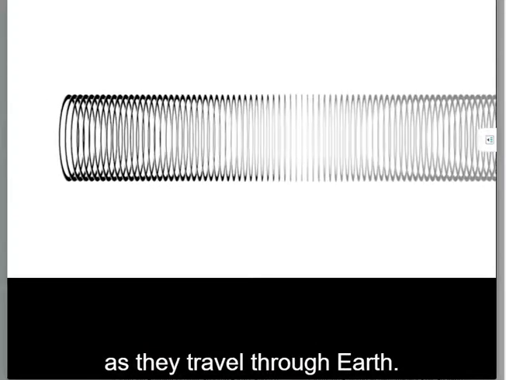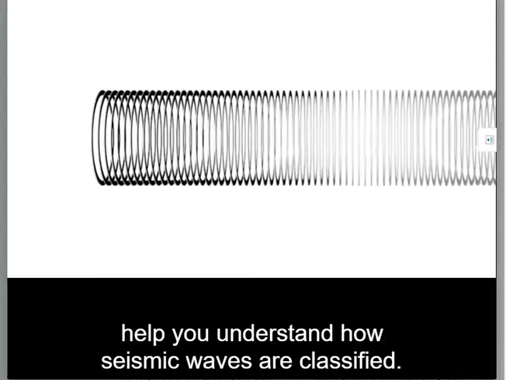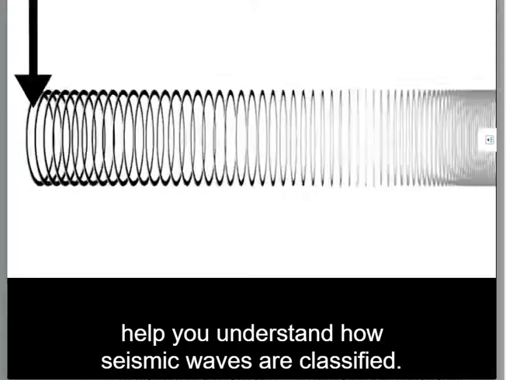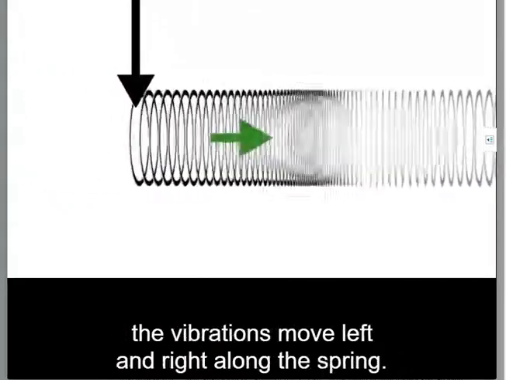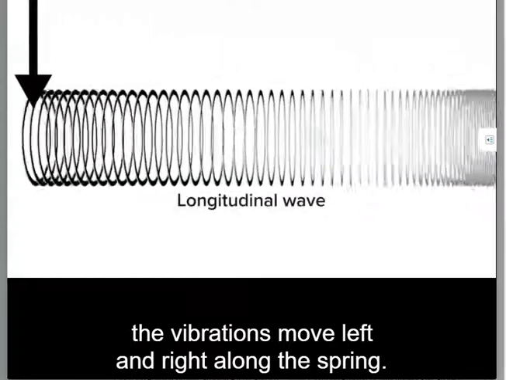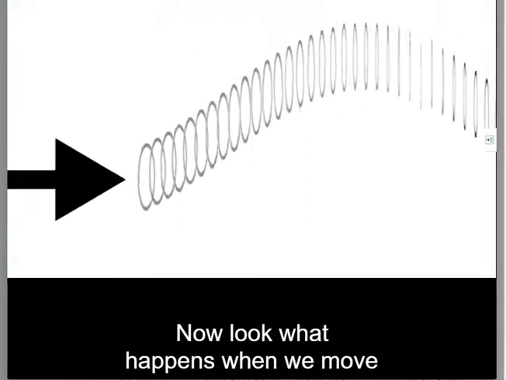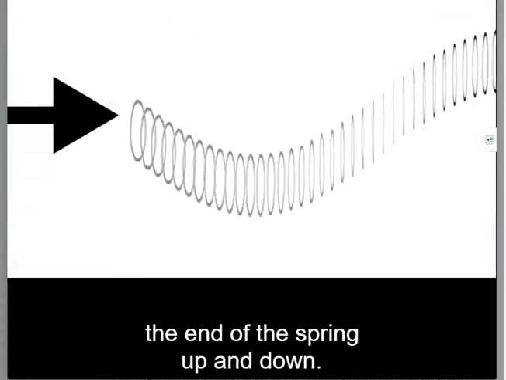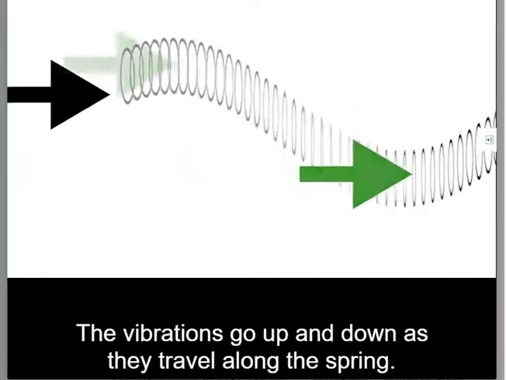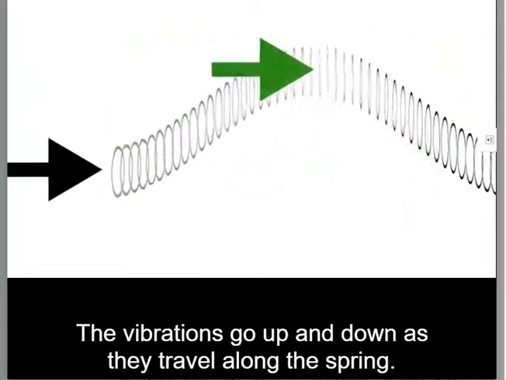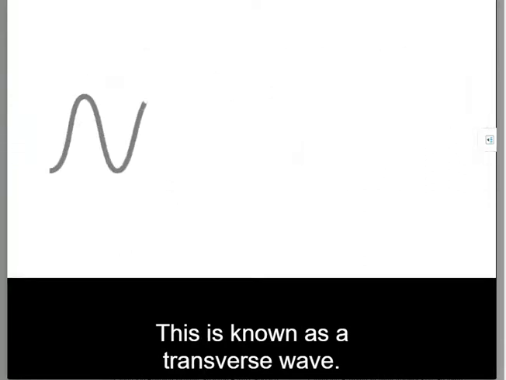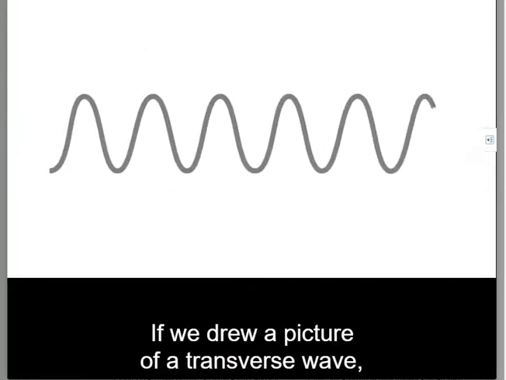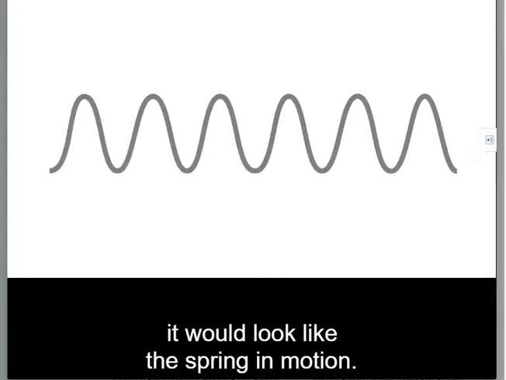The action of this spring will help you understand how seismic waves are classified. When the end of the spring is moved back and forth, the vibrations move left and right along the spring. This is called a longitudinal wave. Now look what happens when we move the end of the spring up and down. The vibrations go up and down as they travel along the spring. This is known as a transverse wave. If we drew a picture of a transverse wave, it would look like the spring in motion.